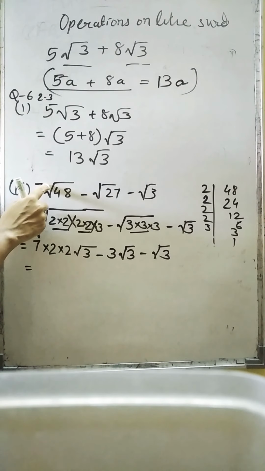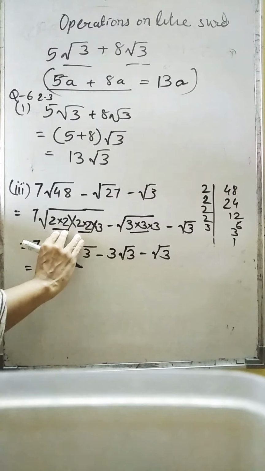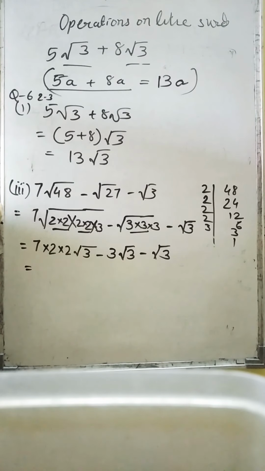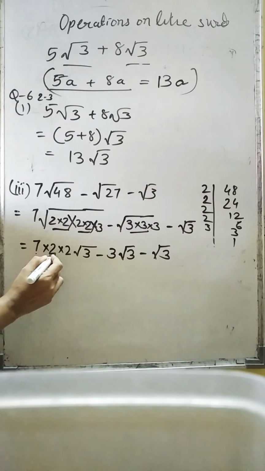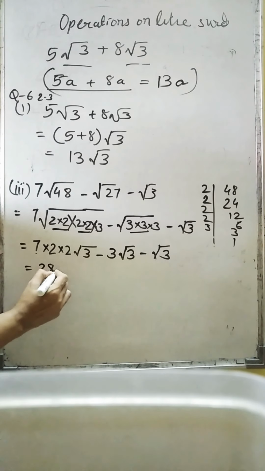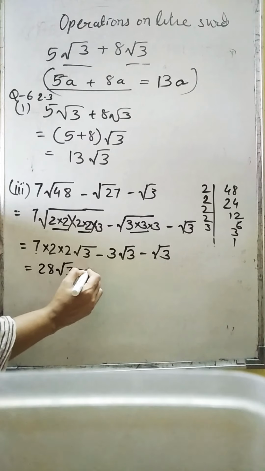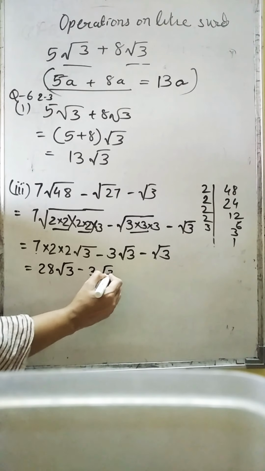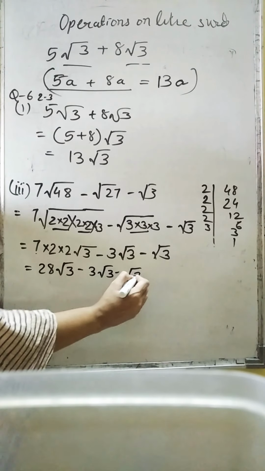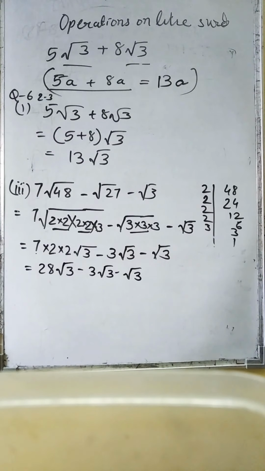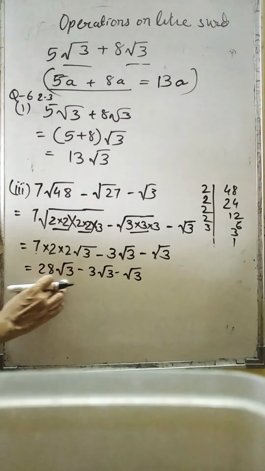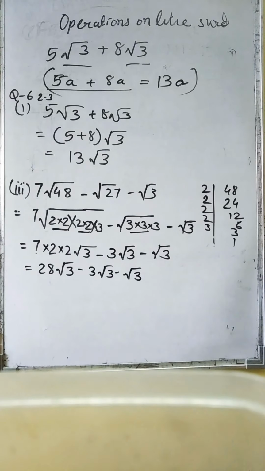Children, if it was written as cube root, it would be a surd of third order, so the things which are coming 3 times will come out 1 time, right? So you have to be clear about it. So 7 twos are 14, 14 twos are 28, 28 root 3 minus 3 root 3 minus root 3. Correct? Now how does it look? All are having root 3, root 3, root 3 as the irrational part, isn't it? So they are like surds.